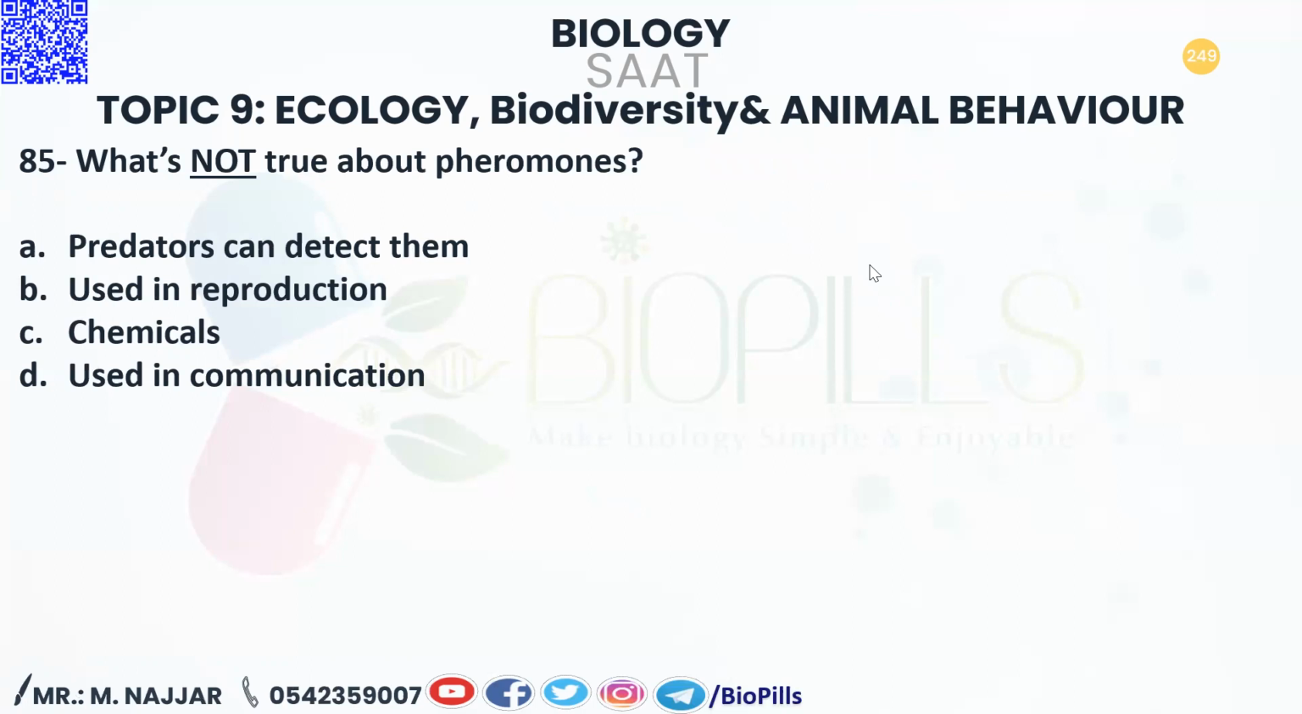Question number 85. What's not true about pheromones? Let's introduce the question first and find out. A, predators can detect them, B, used in reproduction, C, they are chemicals, D, used in communication. They are all true except, for sure, predators cannot detect them. They are chemicals used in reproduction and communication, to tell the other partner that a mate is found in this location. But of course, it cannot be intercepted by the predators.